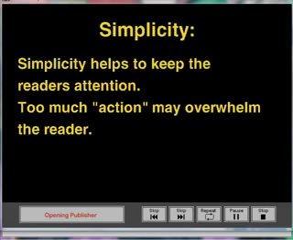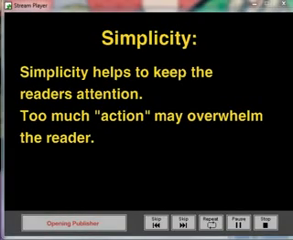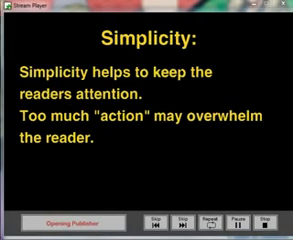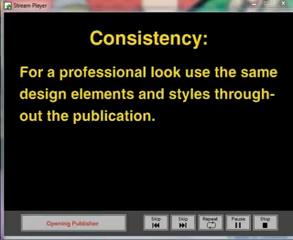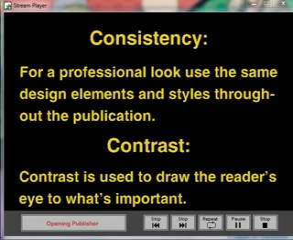When creating a document in Publisher, there are a few guidelines for good design: simplicity, consistency, and contrast. Simplicity is important to keep the reader's attention, because when there's too much action in a publication, the reader may become overwhelmed and move to a more clearly expressed publication. Consistency makes the design look professional, and contrast is used to draw the reader's eye to what's important.